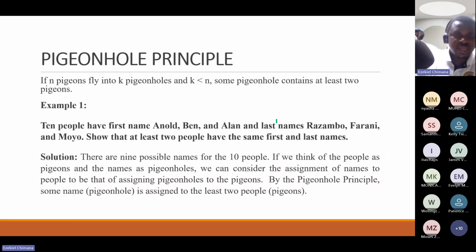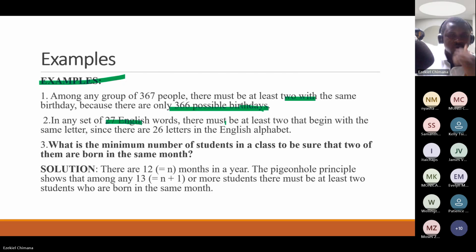Now we are looking at another example, which says: in any set of 27 English words, there must be at least 2 that begin with the same letter, since there are 26 letters in the English alphabet. So we have 27 English words, and the alphabet from A to Z has 26 letters. If you line up all those 27 words, it is possible to have at least 2 words that begin with the same letter.